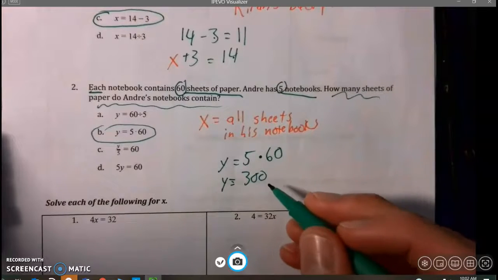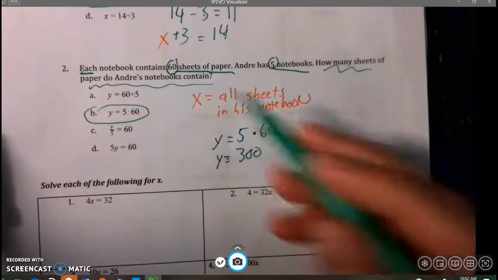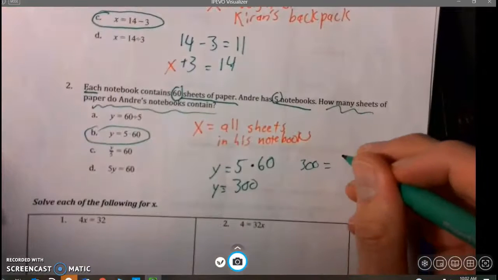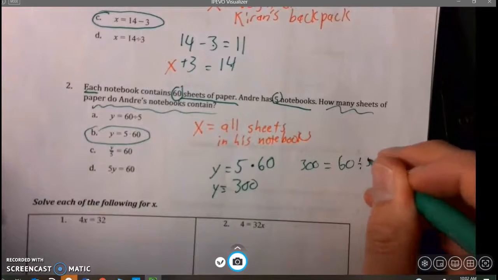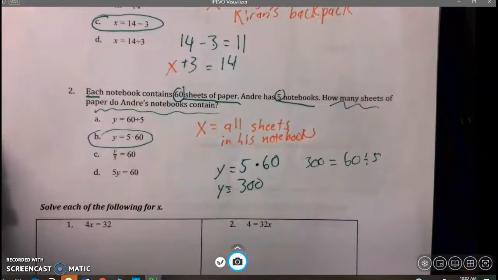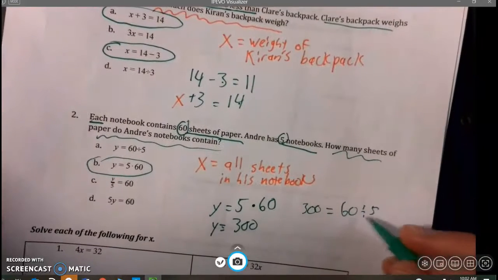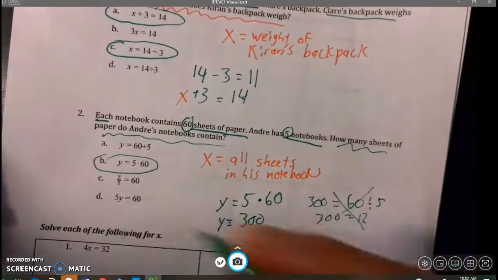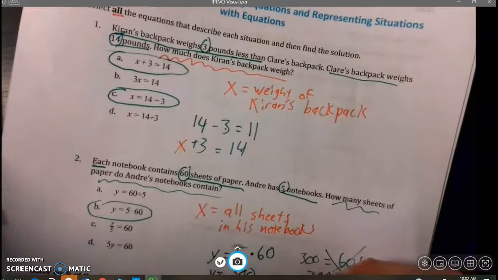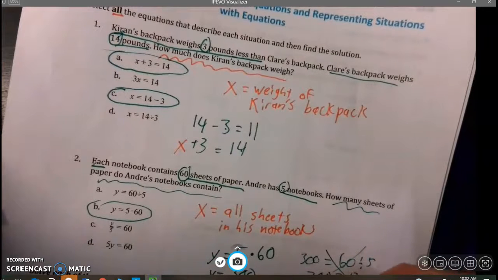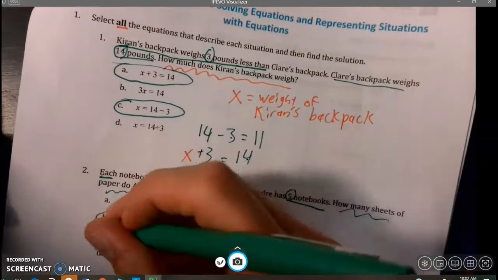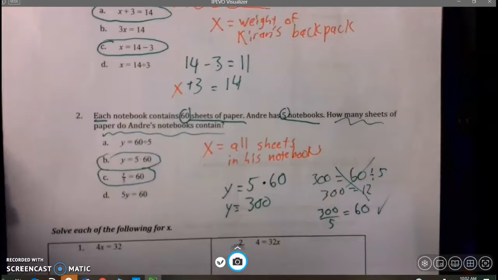So I can substitute this in and see if any other problems would give me the same answer. So if I plugged it into A, 300 equals 60 divided by 5. That does not work, because 60 divided by 5 is 12. So that doesn't work. What about C? 300 divided by 5 equals 60. And 300 divided by 5 does equal 60. So that would be the other correct answer.